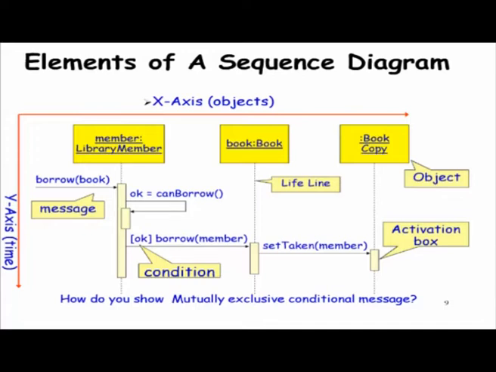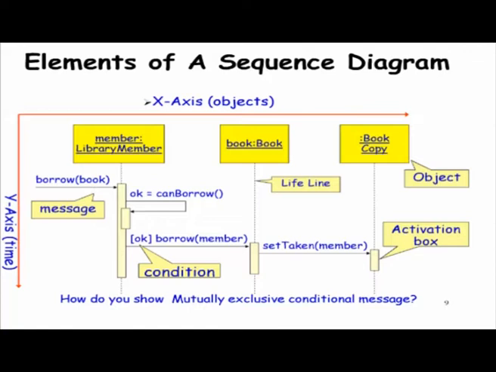First, the borrow book method is called on the member with book as the parameter. Then the can borrow book method is called, and if it returns OK, the borrow member method is called on the book object. The can borrow is a self message, and only if the OK condition holds does this invocation occur; otherwise this method invocation does not.